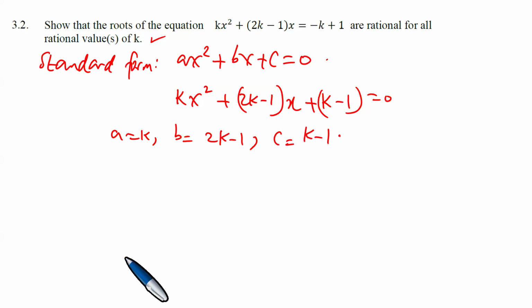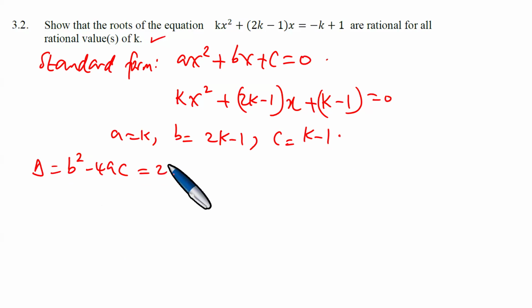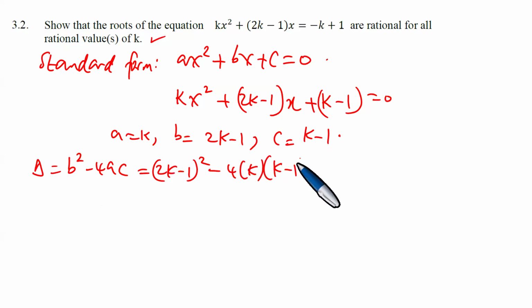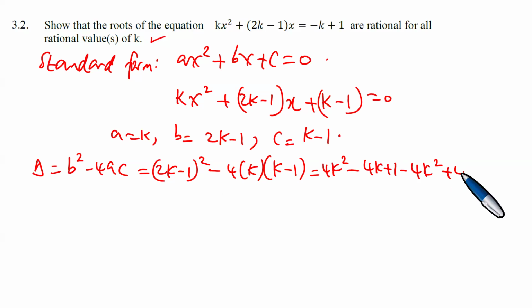Now with this, we can do our discriminant. Our discriminant is b squared minus 4ac. b is 2k minus 1, squared, minus 4 times k times k minus 1. Squaring everything here gives 4k squared minus 4k plus 1, and then minus 4k squared. The 4k squared cancels out, and the minus 4k cancels as well.